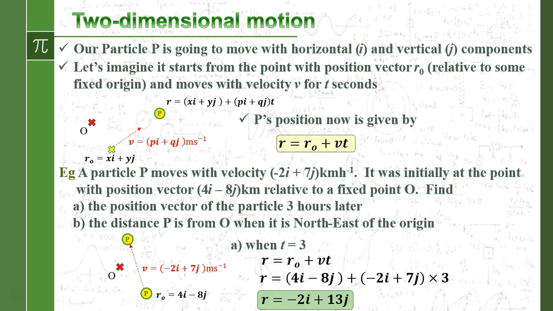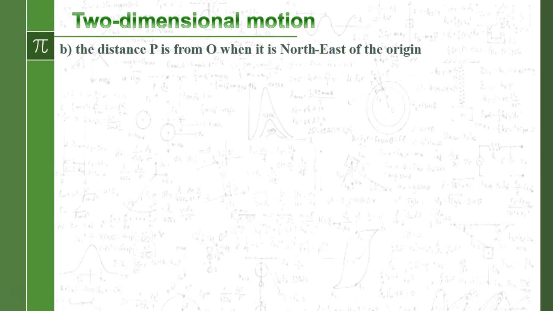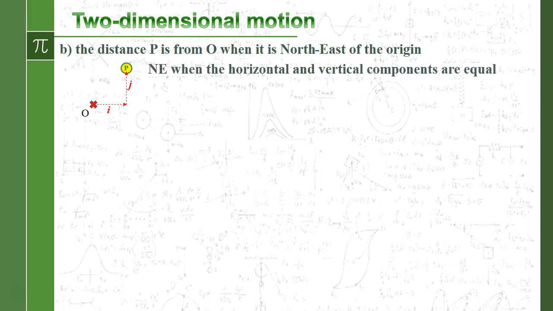Okay, reasonably straightforward. Let's now have a look at the second part of the question. The distance P is from O when it's northeast of the origin. So what we've got is our point P is there, and when it's northeast, we know that the horizontal and the vertical components are going to be the same. So that's our way into this question.